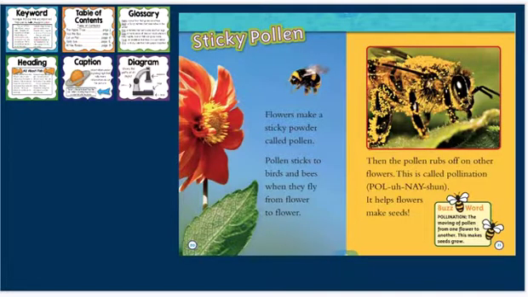Sticky pollen. Flowers make a sticky powder called pollen. Pollen sticks to birds and bees when they fly from flower to flower. Then the pollen rubs off on another flower. This is called pollination. It helps flowers make seeds.